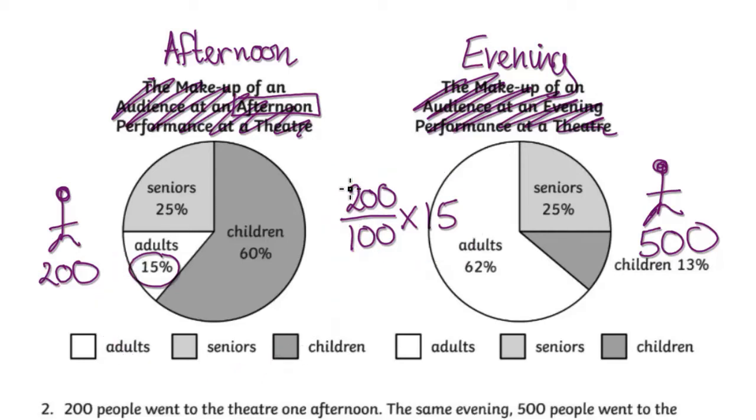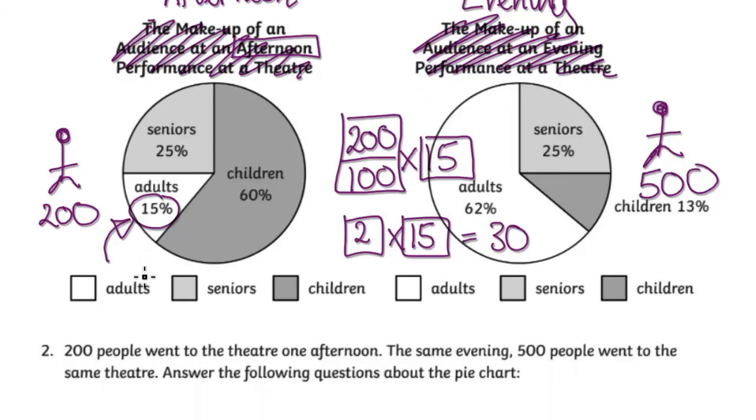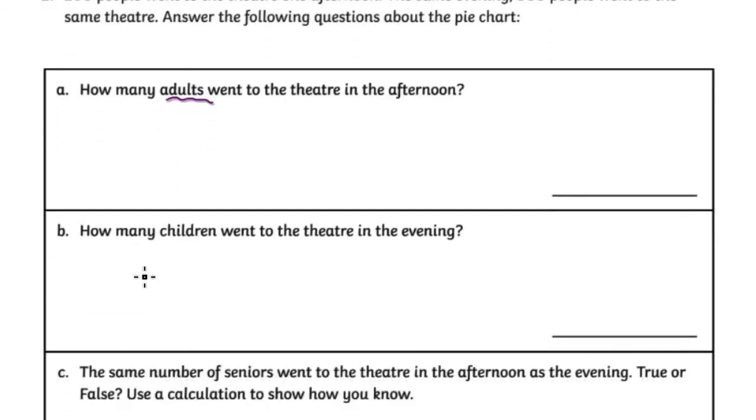To do this, simplify this fraction. 200 divided by 100 would be 2, and then times this block here, which would be 15. So 2 times 15 is 30. So that should be 30 adults. So your answer would be 30 adults.